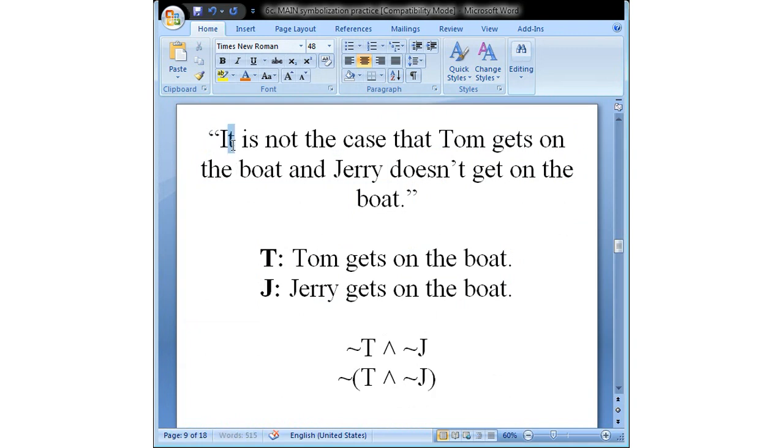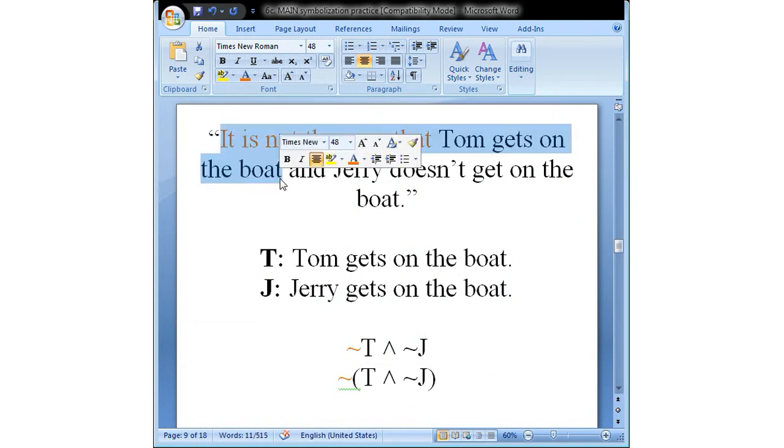So this is all now hinging on "It is not the case that." Well, what does this "not" here range over, right? Does it range over everything that comes after, or does it range over just "it is not the case that Tom gets on the boat"? It ranges over the whole thing.